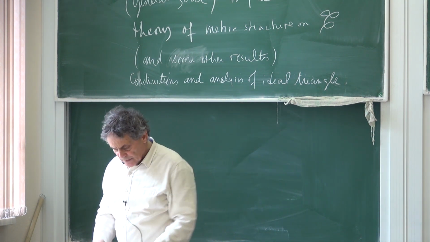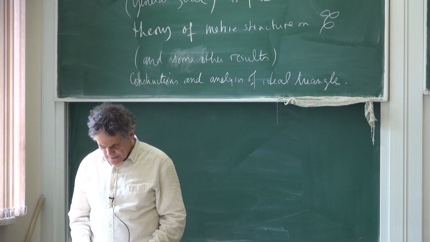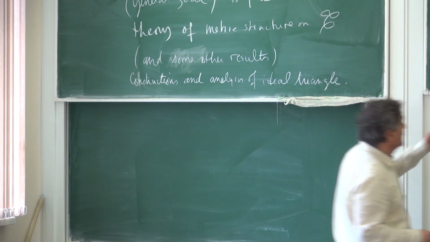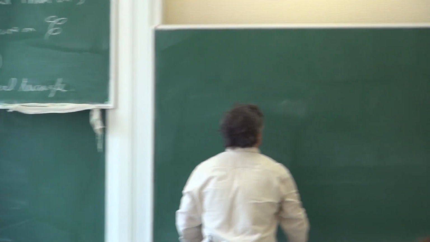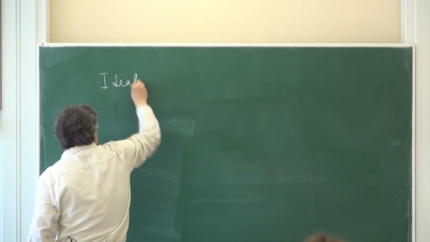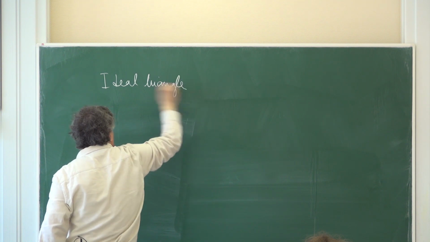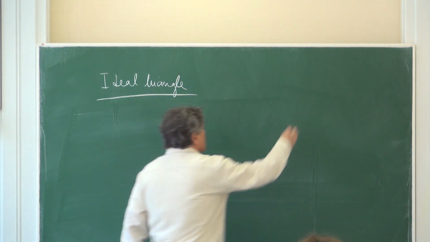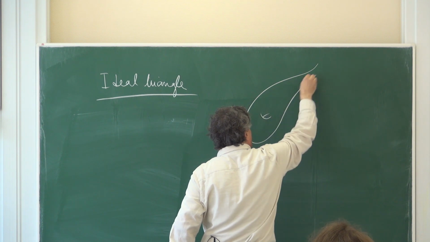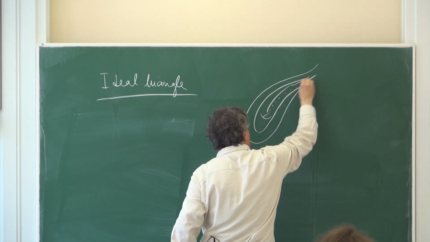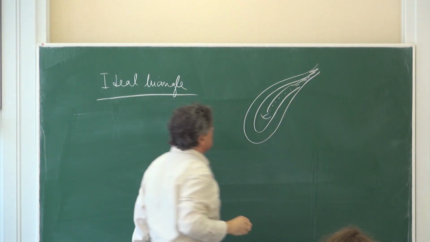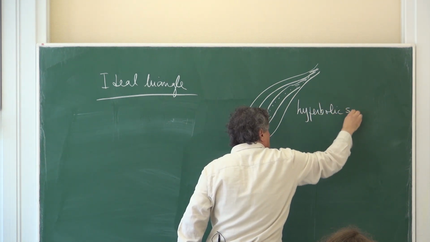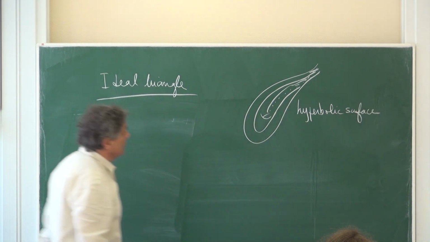Okay, so let's start with an ideal triangle. We saw that with ideal triangles we can construct a surface by gluing several ideal triangles. We can construct a hyperbolic surface. This is an easy way to construct a surface by gluing ideal triangles.